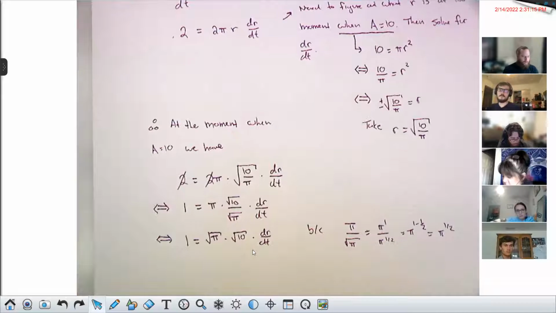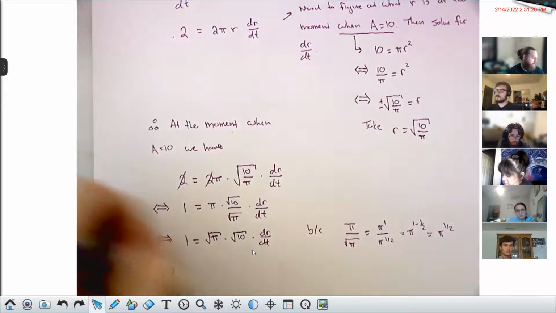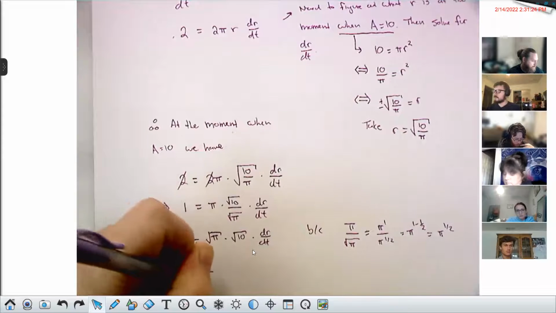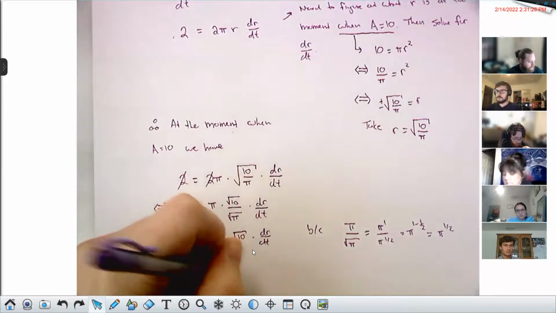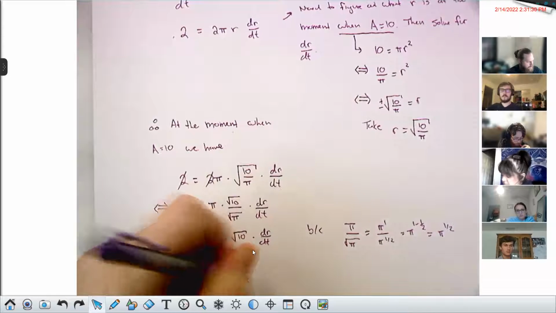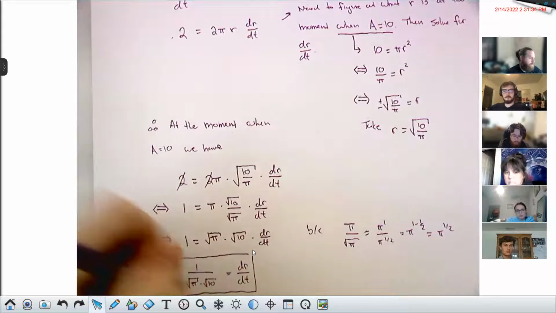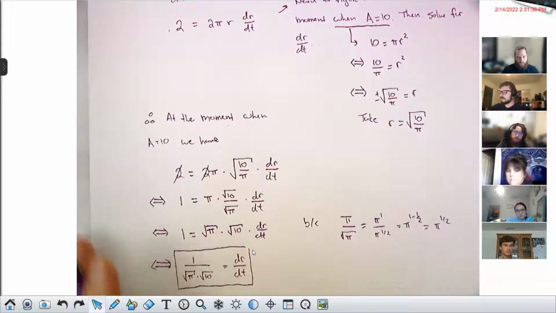All right, now we can divide over. dr/dt equals 1 over the square root of pi times the square root of 10. That's your answer. So at the moment in question, this is how fast the radius is growing. If we want it as a decimal, I'll hold here for a minute.